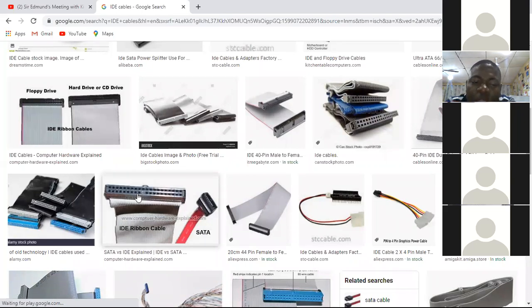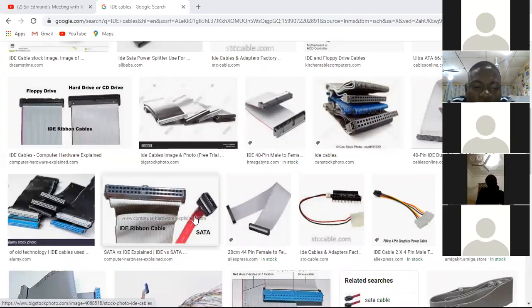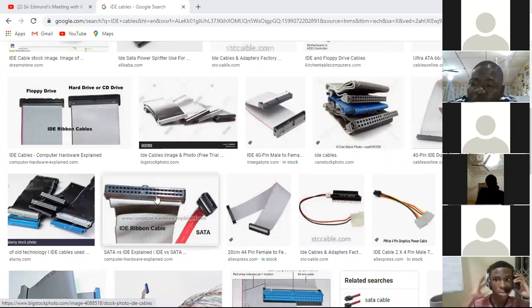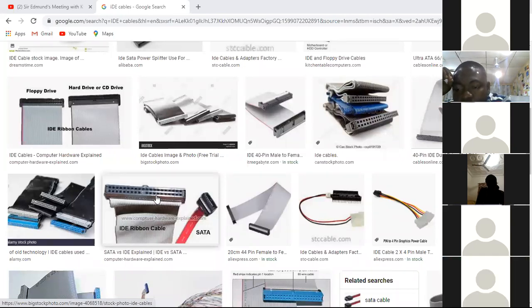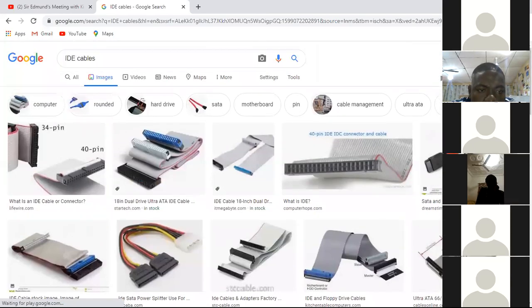Now, this one transmits data. You connect this to your hard drive. The SATA or the IDE cable, any of them, can be connected to the hard drive, then from the hard drive to the motherboard, to help transmit data from the motherboard to the hard drive or from the hard drive to the motherboard. Are you listening? Yes, please. So this is an IDE cable and this is a SATA. That was what I was talking about.